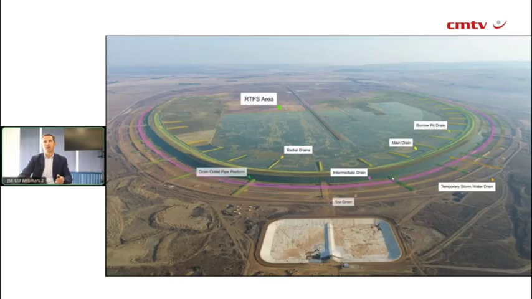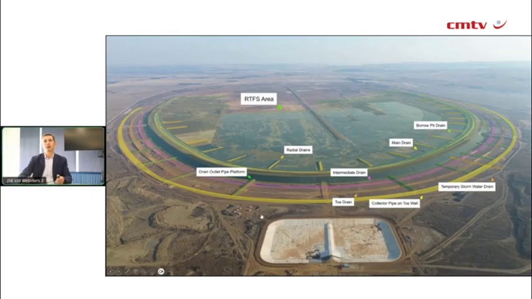All of these drains, the water from them are then collected in a collector pipe right at the toe of the final facility wall. And this water from the toe drain, collecting the radial drains, the borrow pit drain, the main drain, toe drain, as well as the intermediate drain, goes into the collector pipe, and from there it flows into dam 3 and 4 on the southern side of the facility.